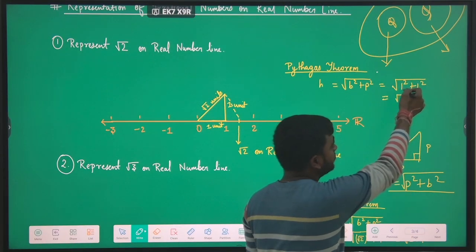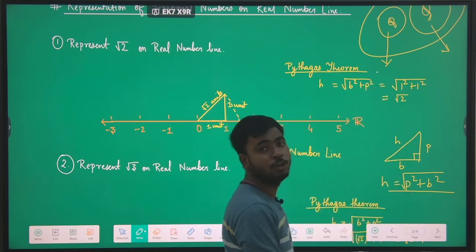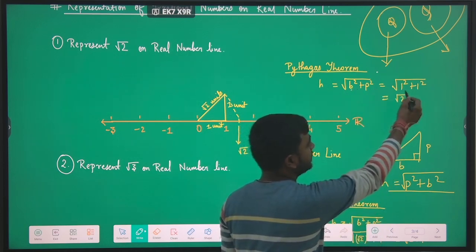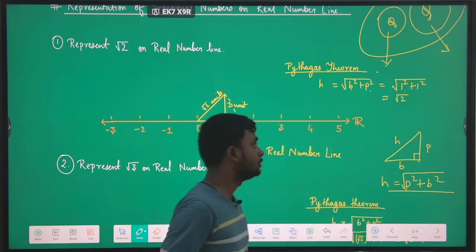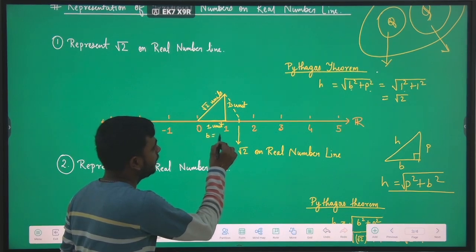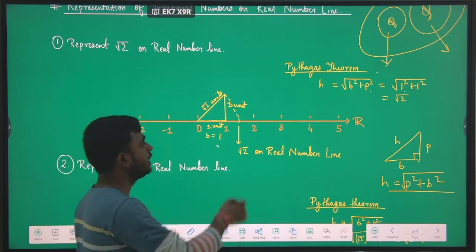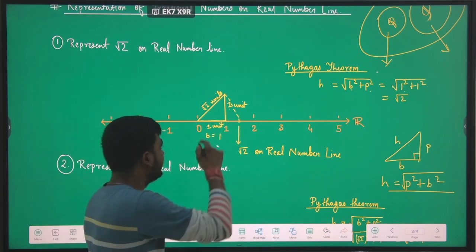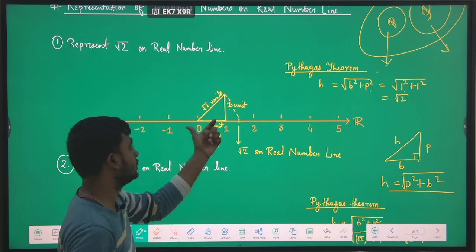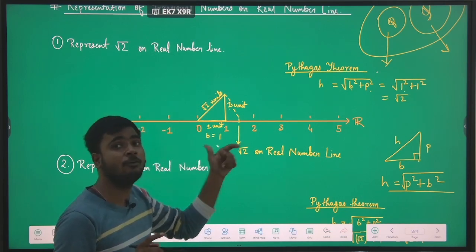So it has been expressed in the form of root over b square plus p square. So here the value of b is 1, the value of p is 1. So what are we going to take? We are going to take b as 1 unit and p as 1 unit. Okay. So after taking b as 1 unit and p as 1 unit, we will get this hypotenuse as root 2 unit.